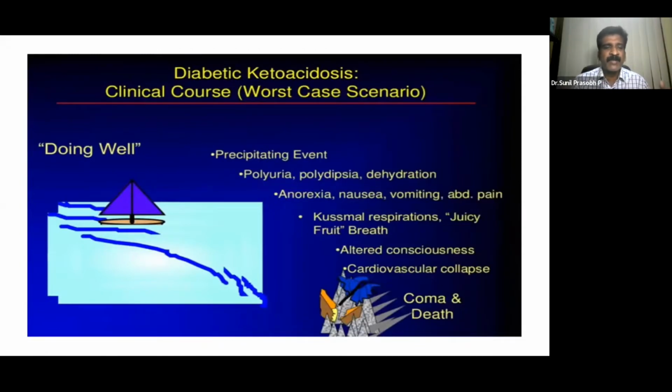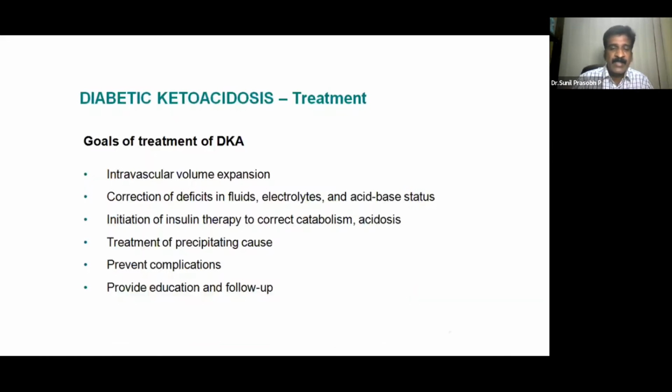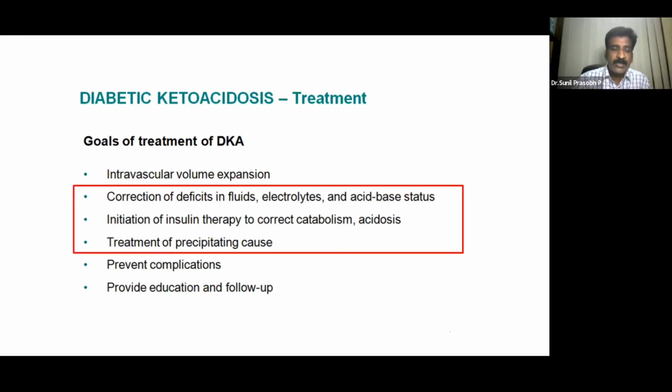So this is what often happens. Many of these patients will be doing well, and they will come in contact with the precipitating events. Then suddenly the symptoms of hyperglycemia start. The patient will go into Kussmaul respiration, altered sensorium, cardiovascular collapse and coma, and death. So this is the usual picture that we usually see. And what are the goals of treatment of DKA? The most important thing is the intravascular volume expansion, and this we need to correct. So we need to address many issues like the correction of fluid deficit, electrolyte problems, and the acid-base balance.